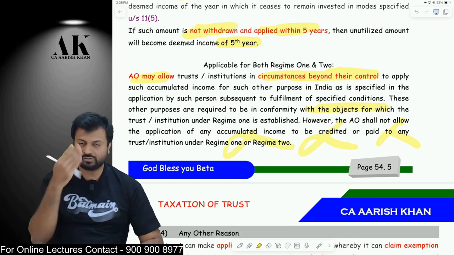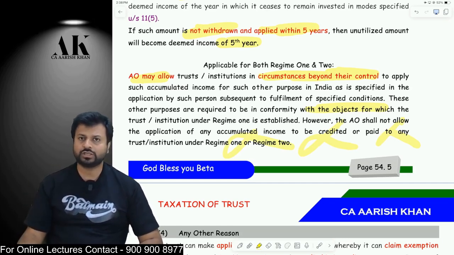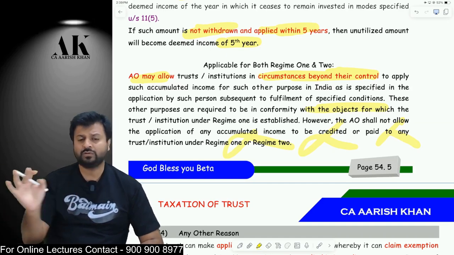Other purpose means he has to incur that money. He cannot give that as a donation to any other purpose. Donation is not allowed in future years. If you have accumulated for a specified purpose, you have to apply for that purpose only. If you are not able to apply for a genuine reason, then you can apply for some other purpose, but you cannot give that as a donation.